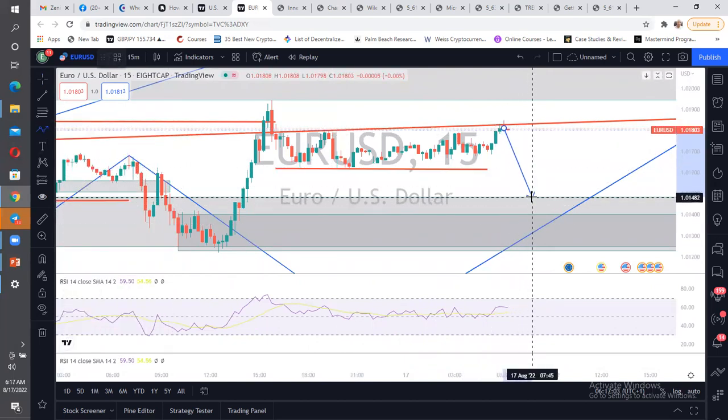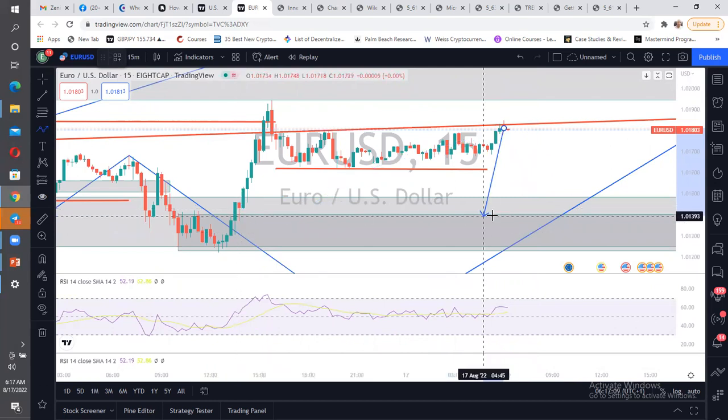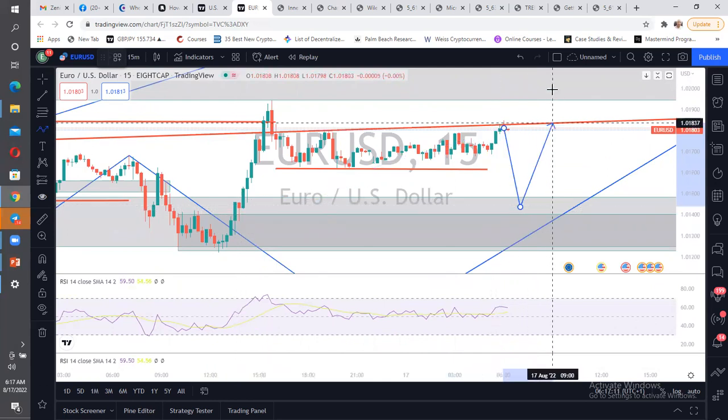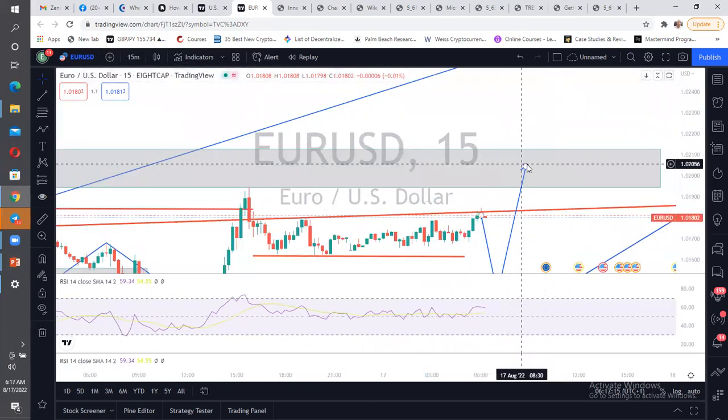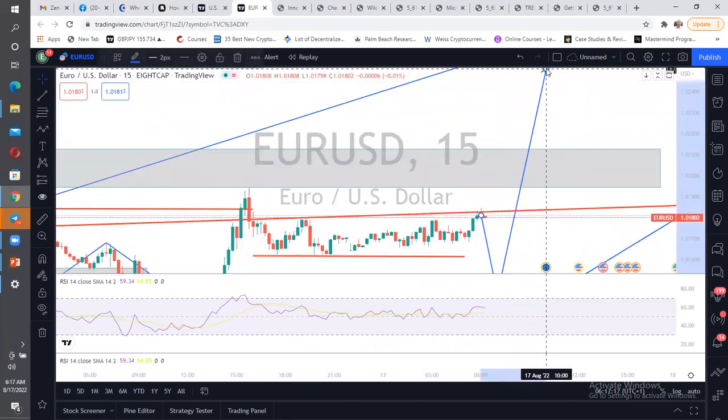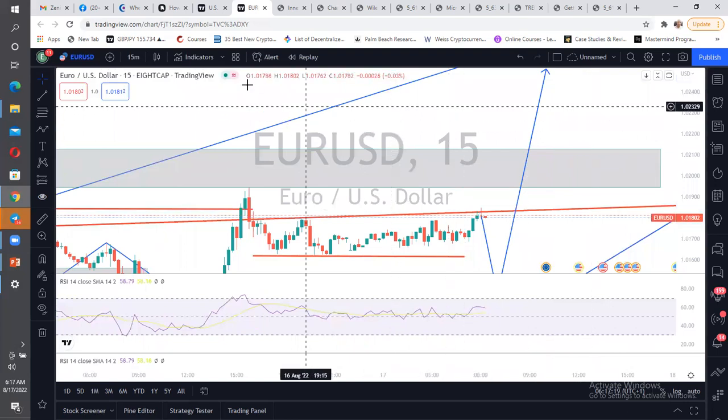If you can see something like this, a push to the downside, and possibly it intercepts the order block that is here, then once they hit this level, we'll be expecting to take it to the upside and break this level that we have now. So that is what we'll be expecting from this particular pair.